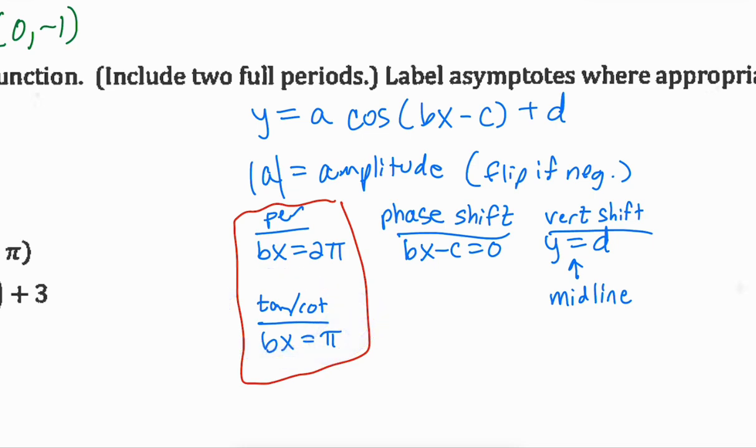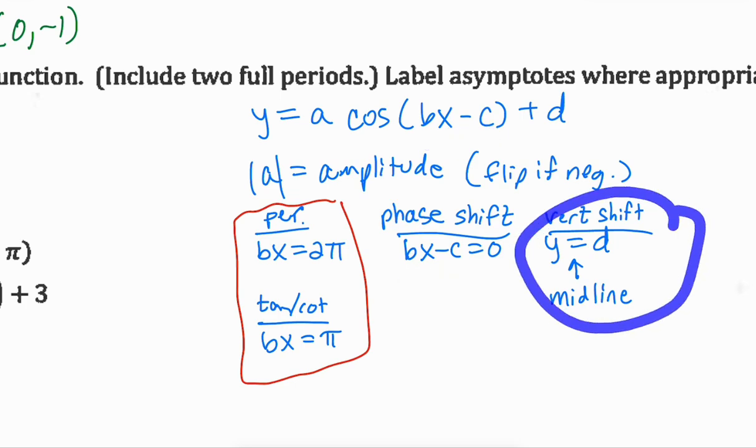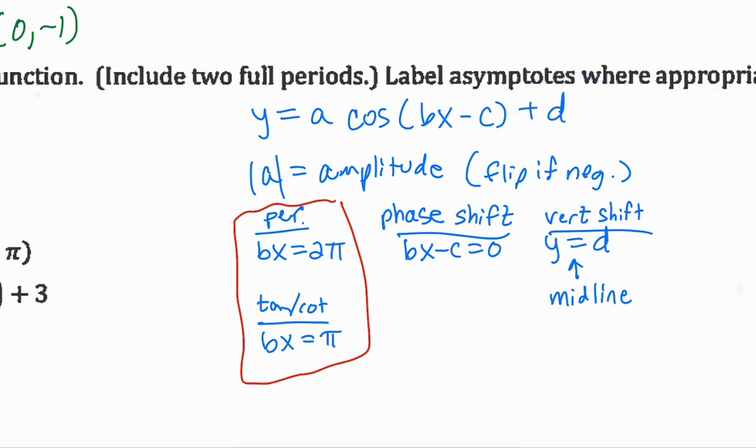What's that symbol next to the... That says PER, I'm sorry. It doesn't look like anything good. Anyway, the phase shift, you're going to set the inside equal to 0. The vertical shift is the midline, and that's that number out there. Okay, so I would write that down. That's something that you will have to know for the test.